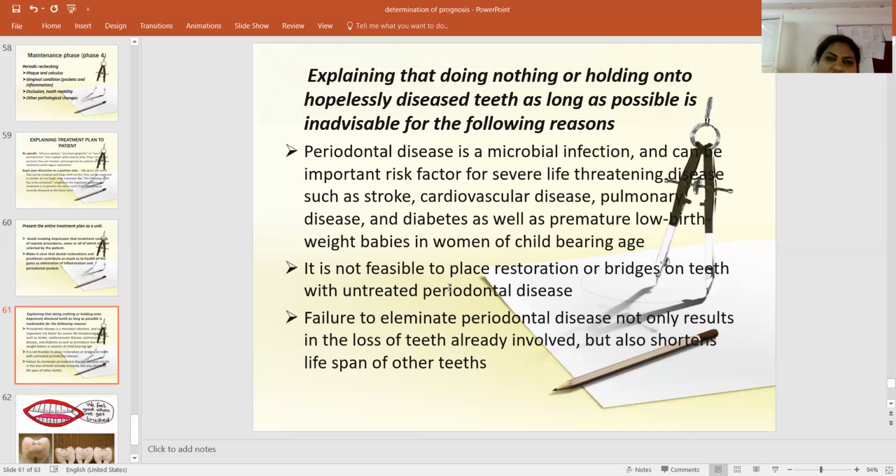We have already discussed the two-way relationship of every disease because of the oral infection, because of the focus of infection. There can be chances the infection can be passed into your bloodstream and can affect. So it is not advisable, and prosthetic dentistry is also not possible on the periodontally weakened tooth. And if you're not going to eliminate the periodontal disease, there will be loss of tooth.